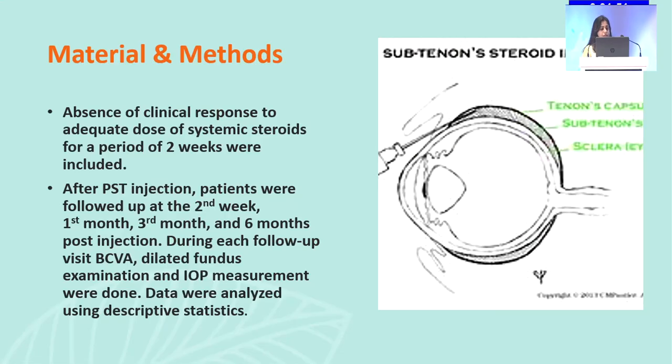Absence of clinical response to an adequate dose of systemic steroid for a period of 2 weeks was the inclusion criterion for the study. After PST injections, patients were followed up at the second week, 1 month, 3rd month, and 6th month post-injection. During each follow-up visit, we took visual acuity, dilated fundus examination, and IOP measurement. And data was analyzed using descriptive statistics.